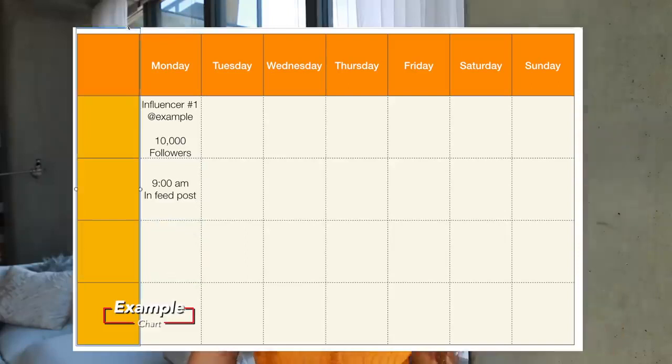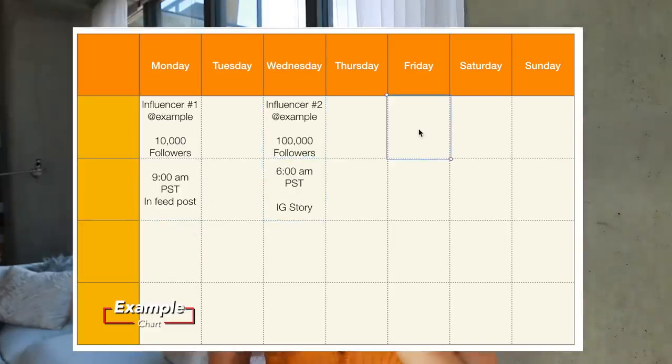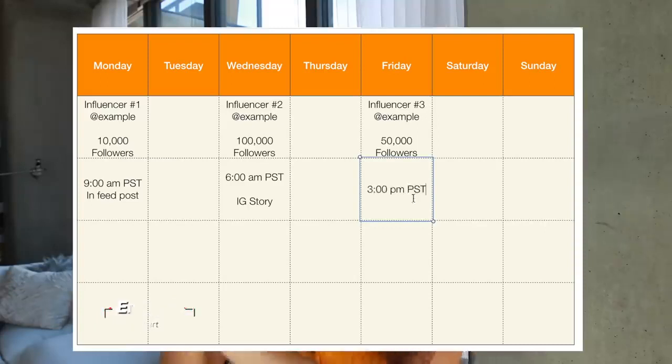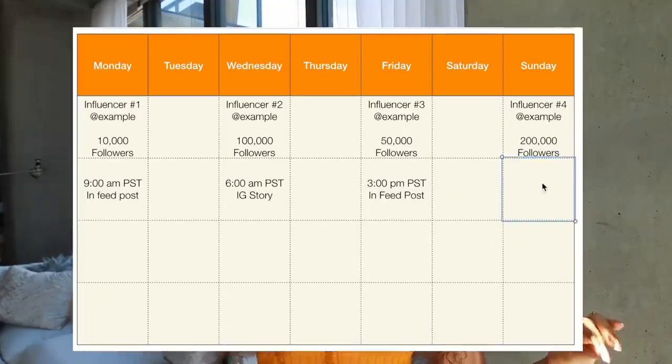Person one is on Monday for the next consecutive 4 weeks. Person two is on Wednesday for the next consecutive 4 weeks. And then person three is on Friday for the next consecutive 4 weeks. And then person four is on Sundays for the next consecutive 4 weeks. This time is super essential because this is where you're gonna capture data.